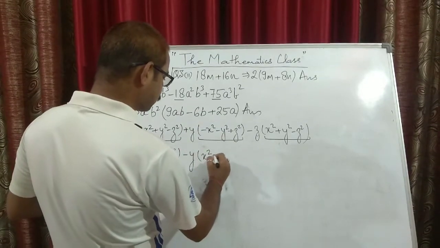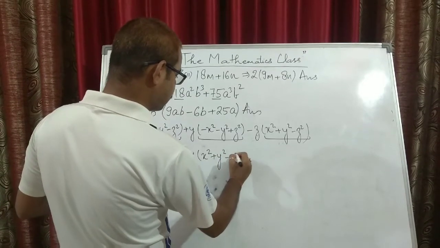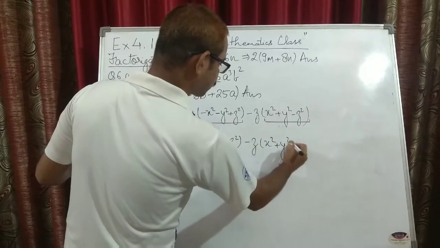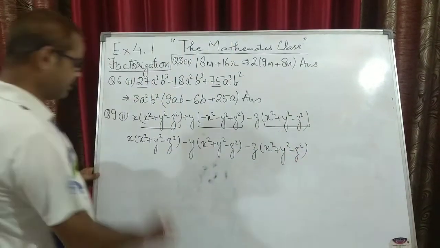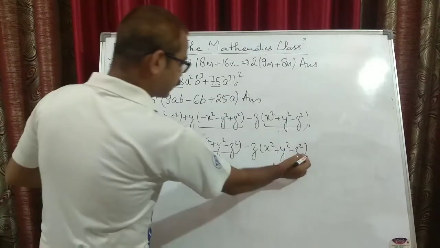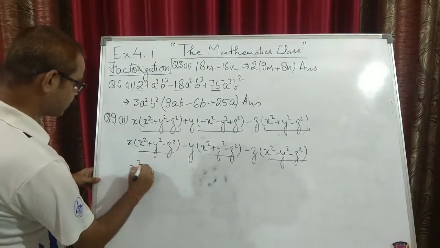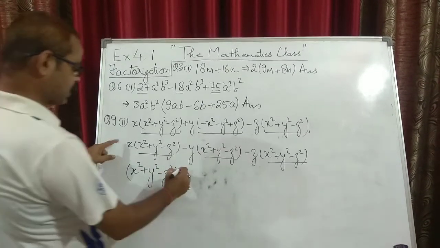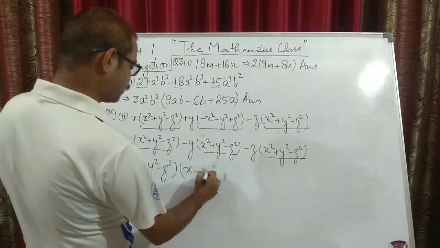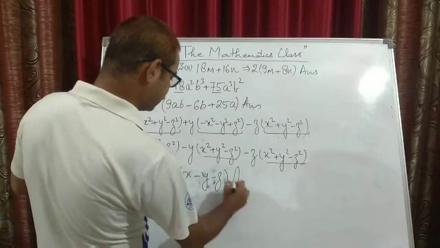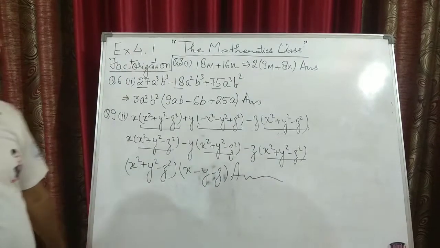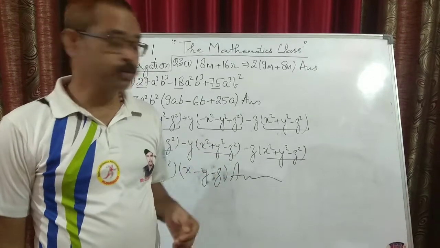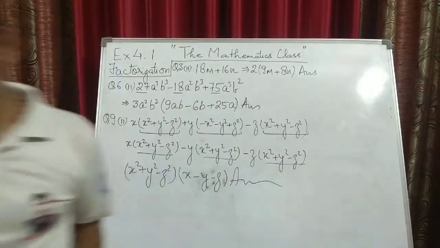This will become plus x square plus y square minus z square minus z, x square plus y square minus z square. Now everywhere you can see that this is common, so you can take this as common. It is x square plus y square minus z square. So what is left? X minus y minus z, that is the final value. So this finishes off with exercise 4.1. Now we move on to 4.2 and let's see what is there for us.